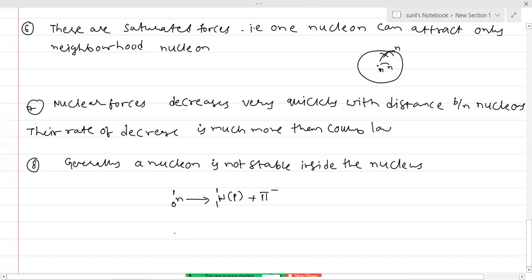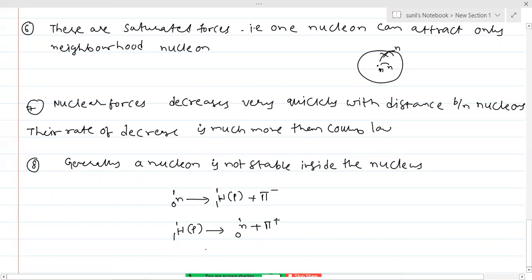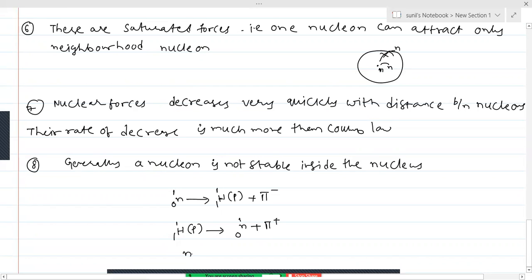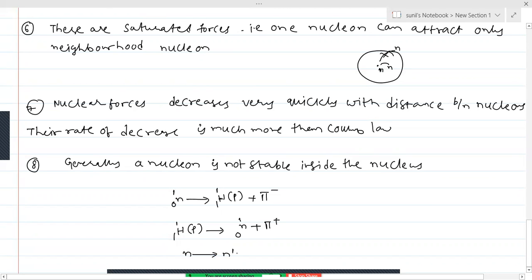So when we think of the proton, that is 1H1, it is converted to 0n1 plus pi plus. And when a neutron is converted into a neutron of less energy, we get pi 0. All these are fundamental particles, and they are called pi mesons.